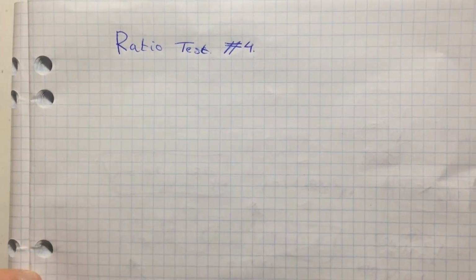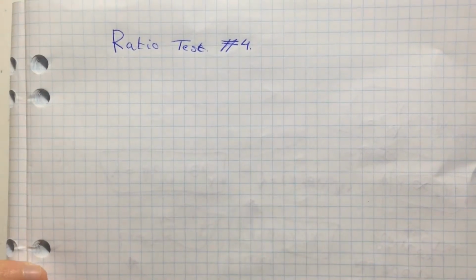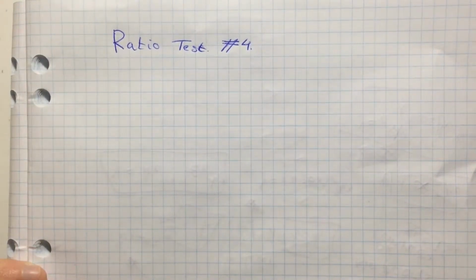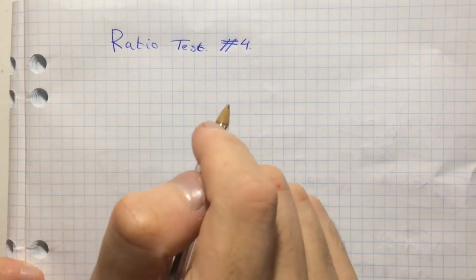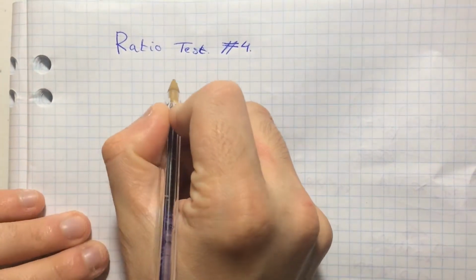This is my fourth example of a ratio test, and this one is a doozy, man. This one stumped me. I got it. Like, I know I did it right, but when I came across it, I was like, dude, this is actually hard. So, here's what the problem is.